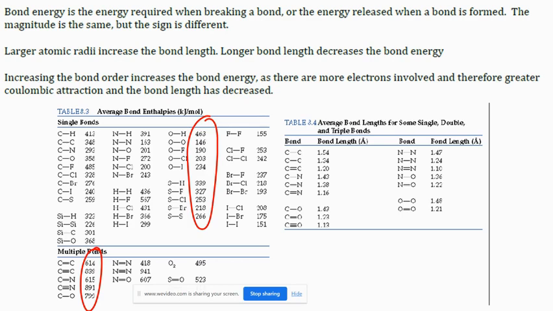Larger radii then increase the bond length. Longer bond length, less energy.